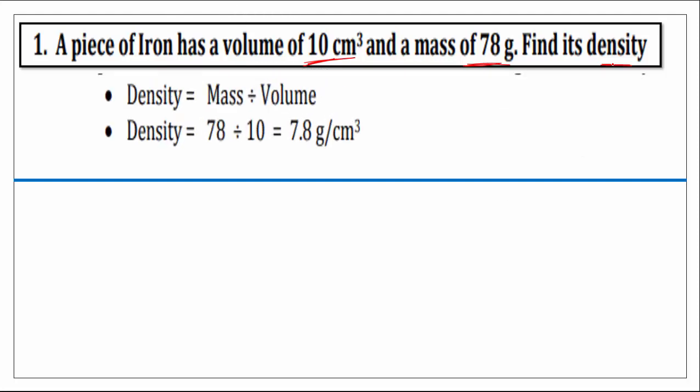Now, after you wrote the law, you can compensate, or put the numbers. What do I have? I have mass and I have volume. What do I need? I need density. So I put the numbers. Mass equals 78. Volume equals 10. Division gives me 7.8 gram over centimeter cubic. So easy. Let's see another.